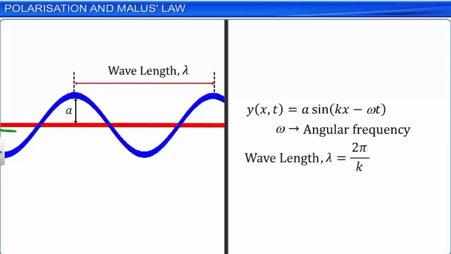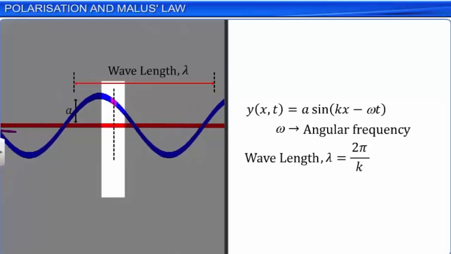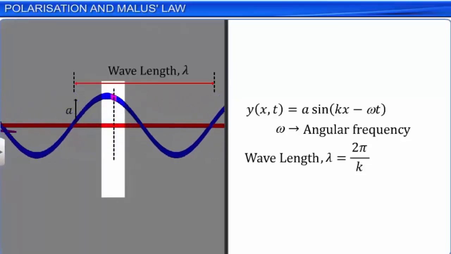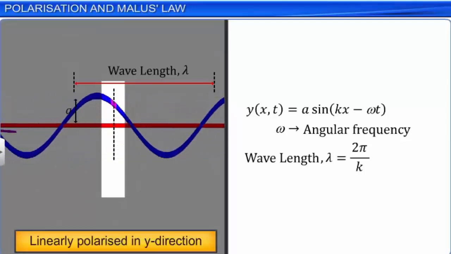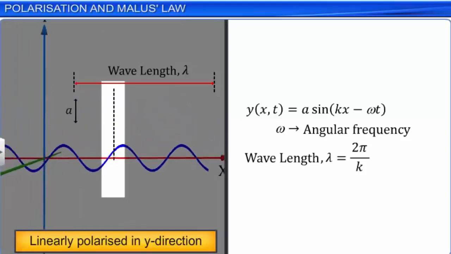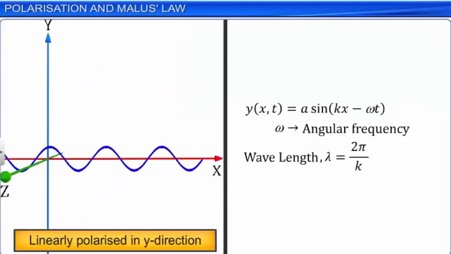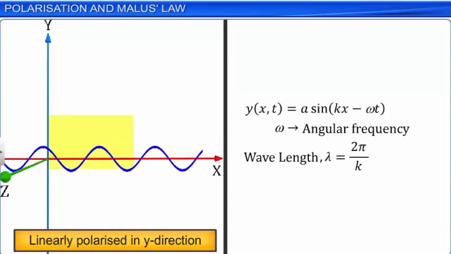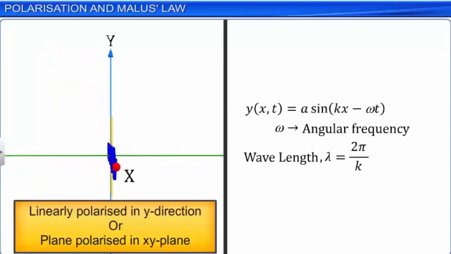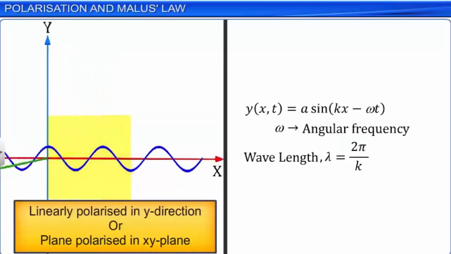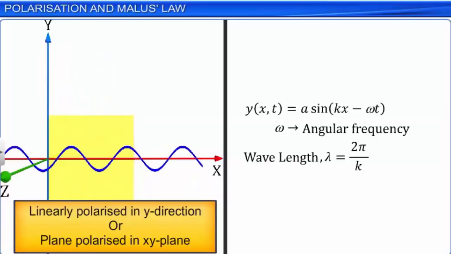If a wave has only y displacements and each point on the string moves in a straight line along the y-axis, then the wave is said to be linearly polarized in the y direction. The propagation of the wave and the displacement of any element of the string always lies in the xy plane, and hence it is also called a plane polarized wave and is referred to as xy polarized wave.